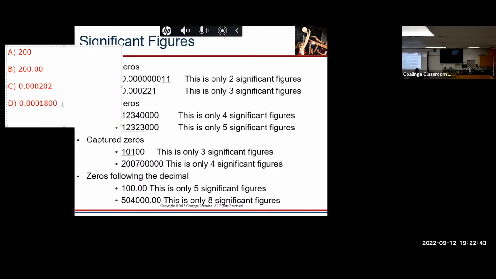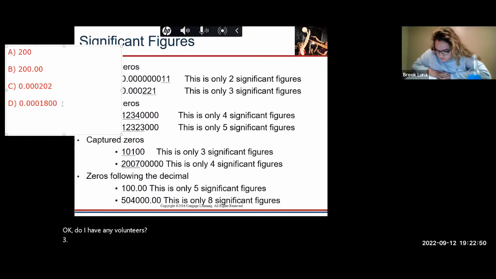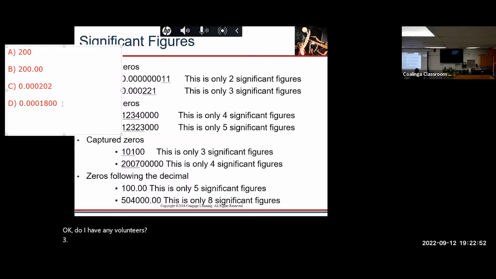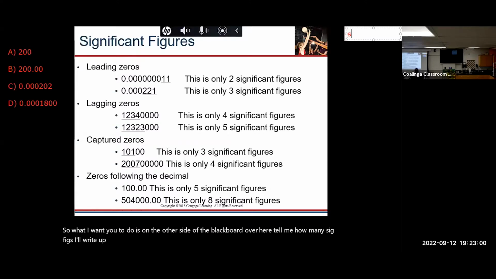Okay, do I have any volunteers? A is 3. B is 5. So what I want you to do, on the other side of the blackboard over here, is tell me how many sig figs. I'll write up here, sig figs, or significant figures.